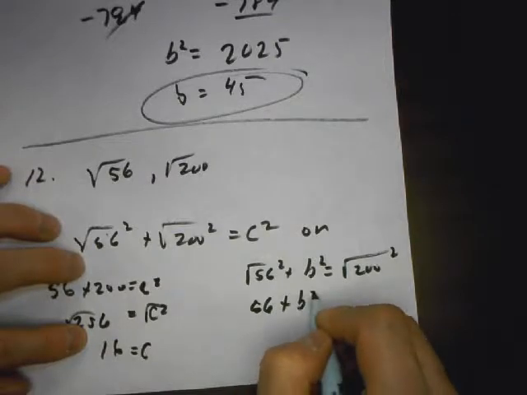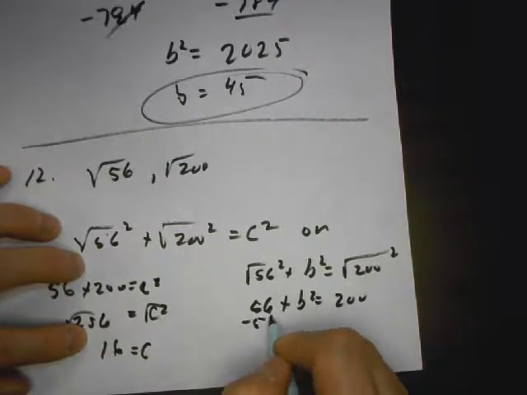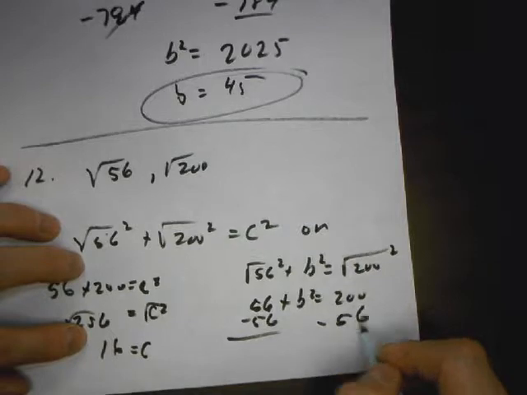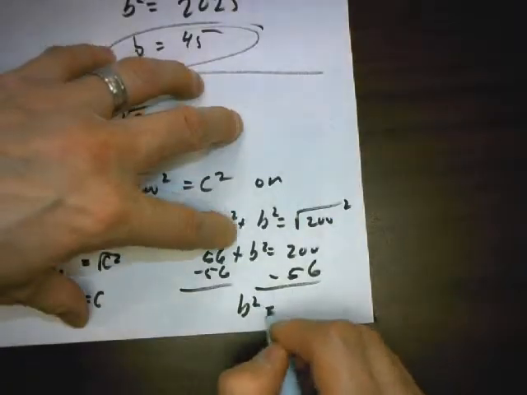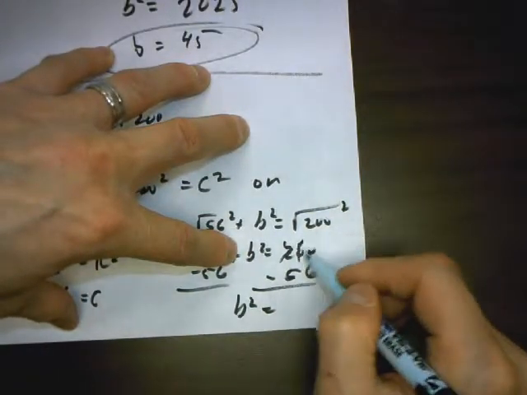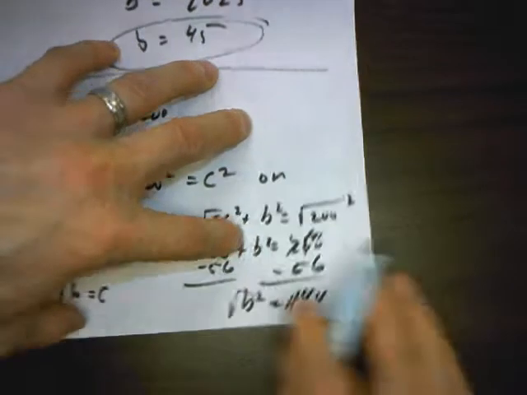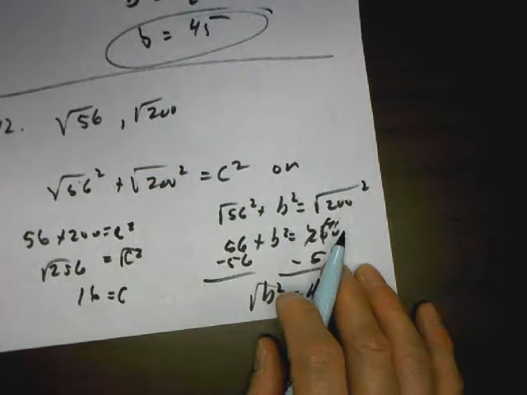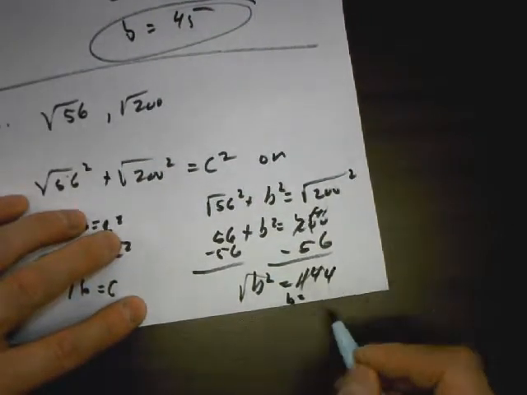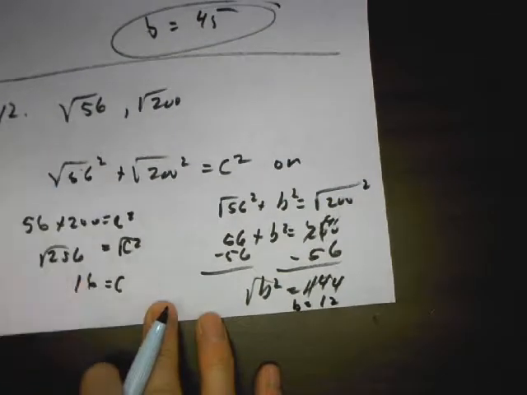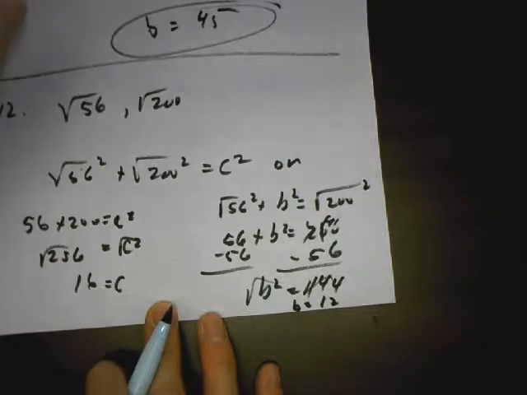Over here, I have 56 plus b squared equals 200. I subtract these two. Okay? I get b squared equals 144. The square root of that is, this time we ended up with two perfect squares. Sometimes that's an irrational number. So 16 and 12 are the two possible lengths for the other sides for that right triangle for number 12. Okay? All right. We are on 13 now, I believe.